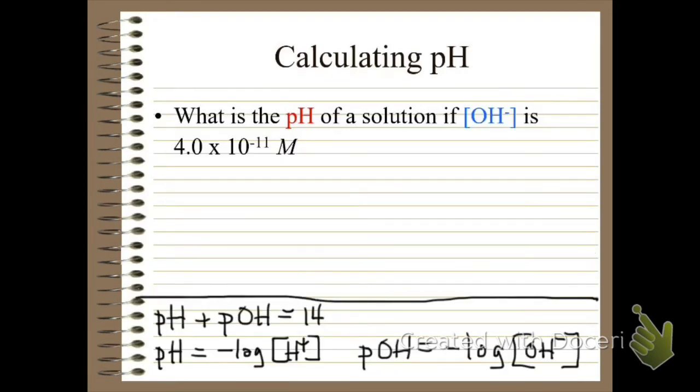In this example, we're being asked to find the pH, but notice this time you're given the hydroxide ion concentration. So even though I want pH, I can't use this equation directly. So I am going to easily be able to calculate pOH because I know the hydroxide ion concentration. Once I have that, I'll be able to utilize the first equation because the pH and the pOH have to add up to 14.